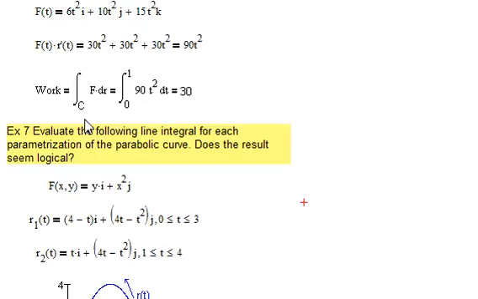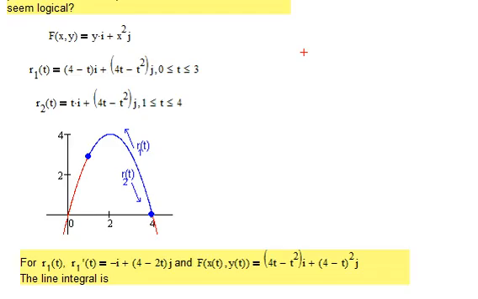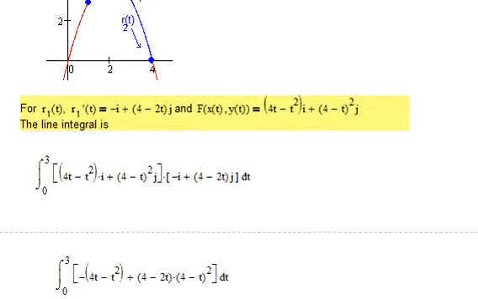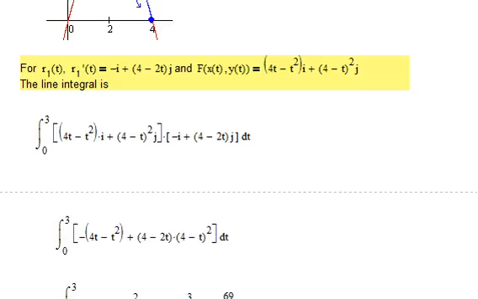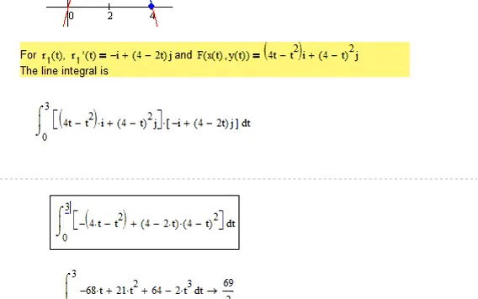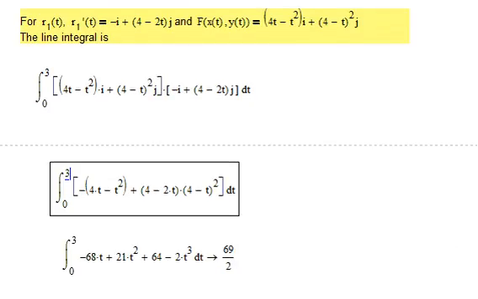But the vector field remains unchanged. So without calculating it, what do you think is going to happen when we go in the opposite direction on that same curve, even though it's described a little differently, because remember this was 0 to 3 and that one's 1 to 4. What do you think is going to happen when we do that?